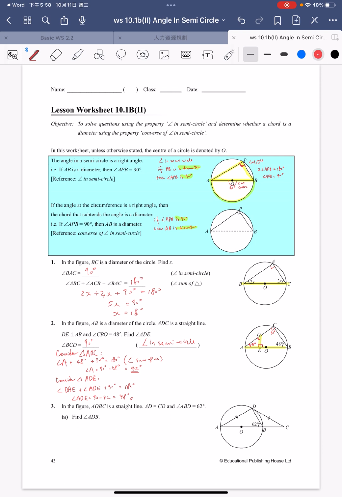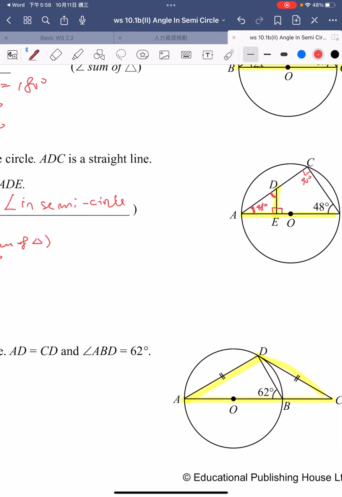For question 3, we have AOBC is a straight line. AOBC is a straight line, which means that AB, because it passes through the center, is going to be the diameter. Now we have AD equal to CD, and we have ABD equal to 62 degrees. Now what we're going to find is the angle ADB.